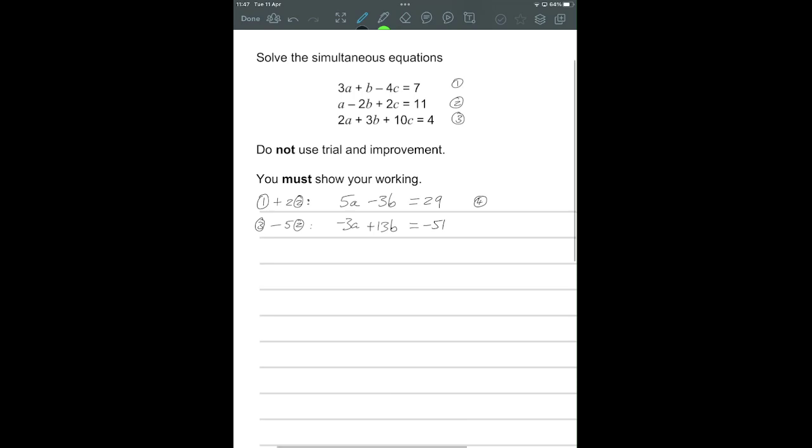Not very pleasant numbers here at all. So I'm going to keep an eye on the numbers and hope that they don't get any worse. Well, now I have a normal set of simultaneous equations.